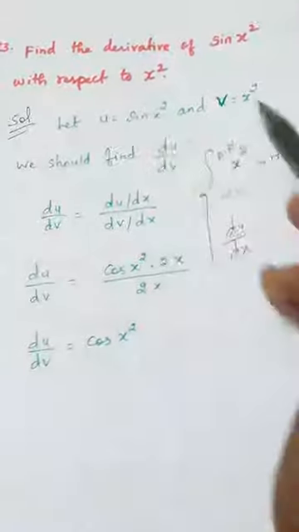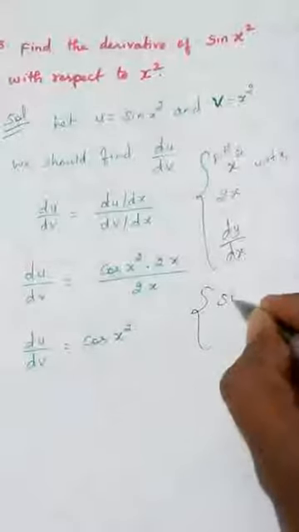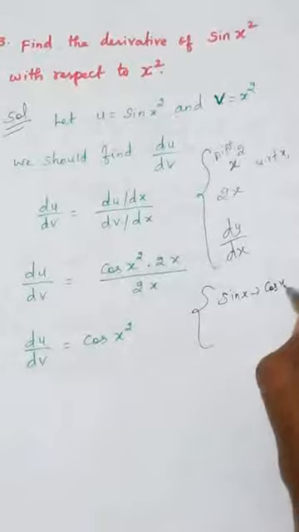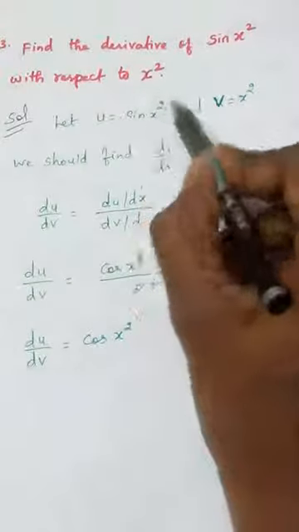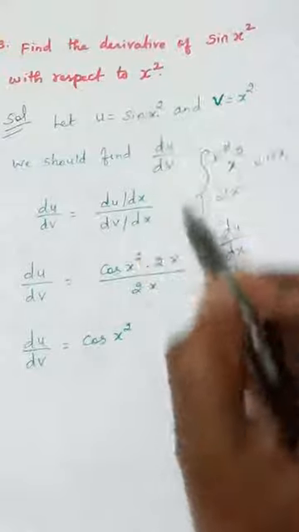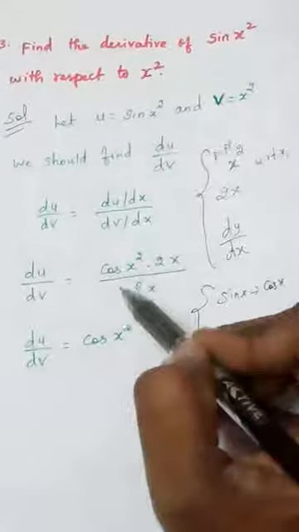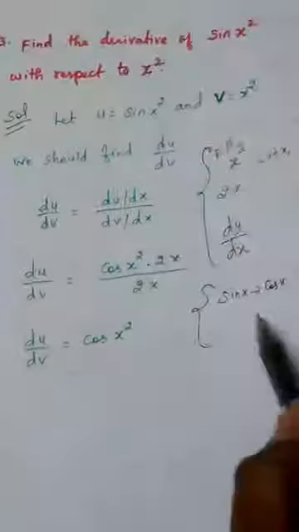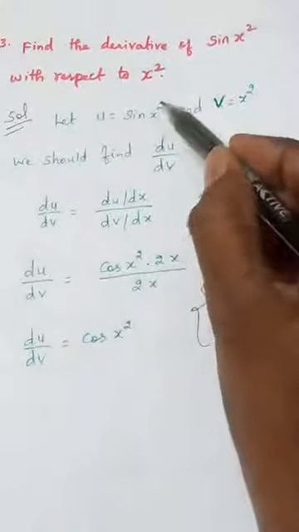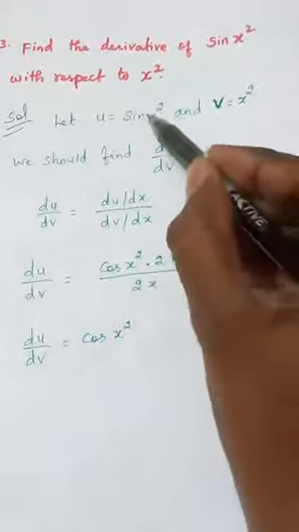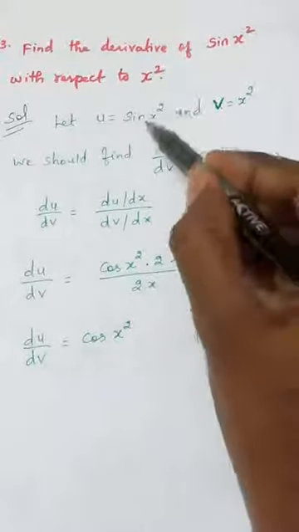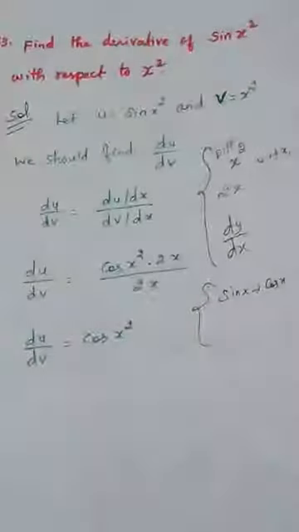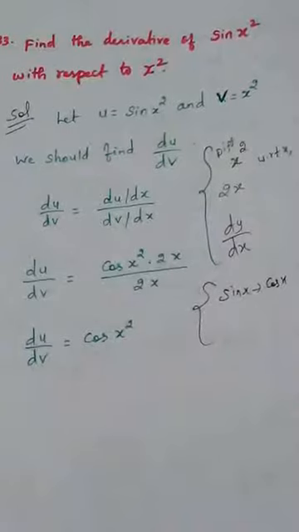What is the formula that we know? If we differentiate sin x, the answer is cos x. So we use that formula here: cos x square. But in place of x, we have x square, so we need to differentiate this x square once again. The differentiation of x square is 2x. I think you will understand.